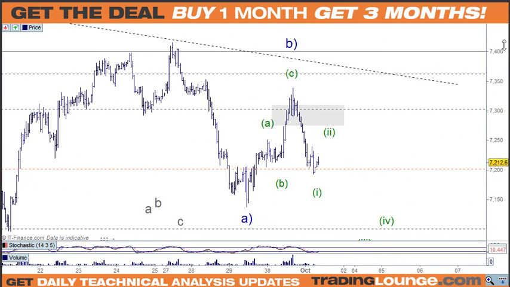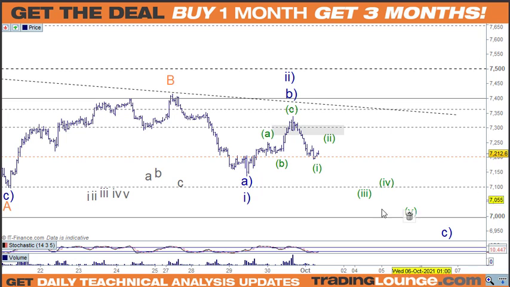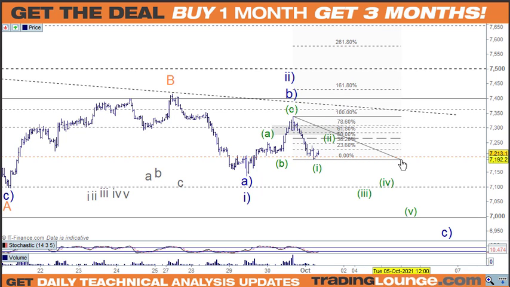Coming back to the 1 hour chart here for a moment, I've got a nice 5 waves down here, so we can look at it being the ABC back to the 50-60% retracement level there somewhere, just in there.